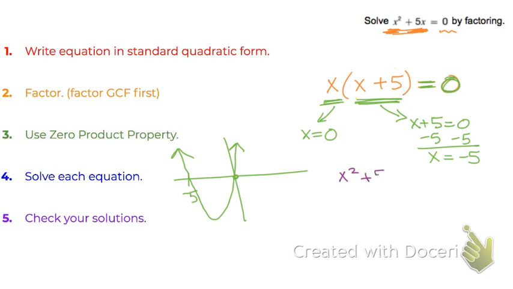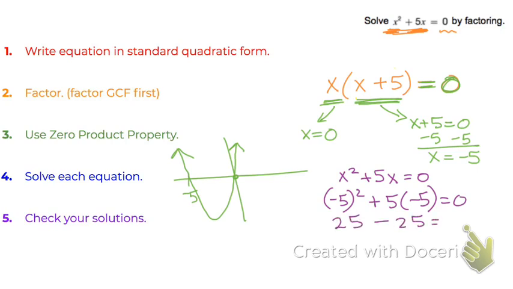So if we have x squared plus 5x equals 0, if we substitute 0 in, we can see that the answer here is 0. 0 plus 0 equals 0. So that one checks out. Or if we substitute in -5, we're going to get -5 squared plus 5 times -5 equals 0. And that works out as well, because that's 25 minus 25 equals 0. So that just confirms to us that our two solutions are 0 and -5.